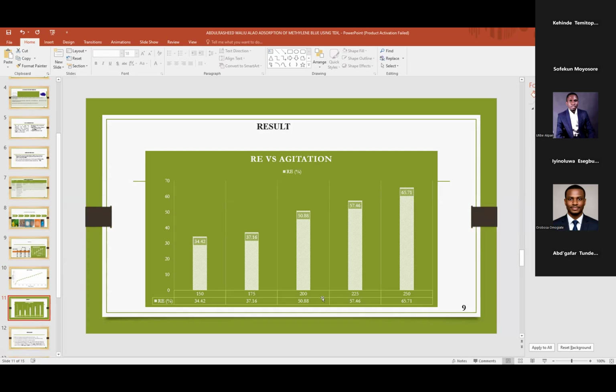The next one, as I said earlier, is that based on the agitation, the higher the agitation, the higher the adsorption capacity. Based on this study, the volume used was 1 liter. Therefore, the adsorption capacity is the same thing as the removal efficiency based on the mathematical equation. Here it can be seen that at 250 RPM, the removal efficiency was 65.71. This shows that at the higher agitation, there is a higher removal efficiency.